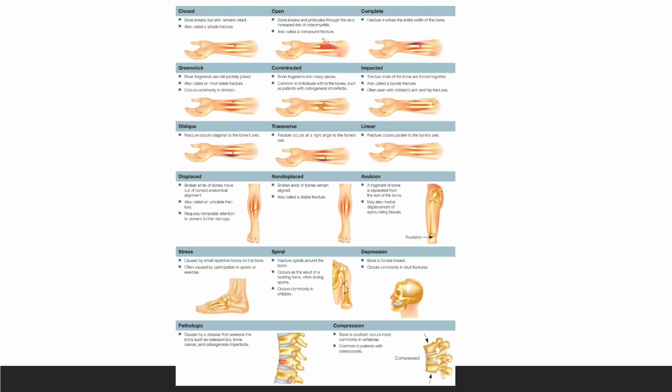I also have an x-ray of this in the next slide. The broken ends of the bones move out of the correct anatomical alignment, and this is also called an unstable fracture, and this requires immediate attention because this could further cause damage. And when it comes to non-displaced, this means the broken ends remain aligned. So knowing these is also very important, because this has to do with treatment, how we are going to put the two bones together and align them. In the case of non-displaced, it's already aligned, so we just have to make sure that the bone ends meet together.